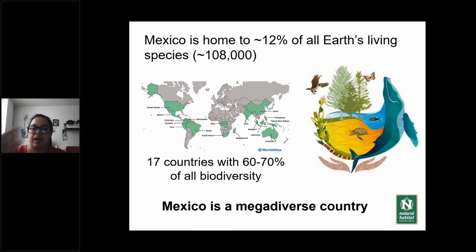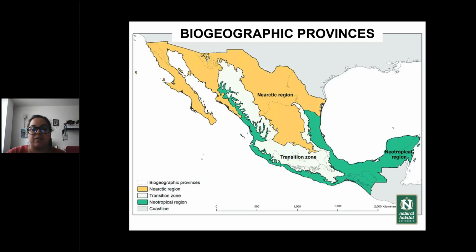So as I said, Mexico is a very diverse country in terms of life. It is now thought that it hosts about 12% of all the species that are alive nowadays. Those are about 108,000 of them. And together with 16 other countries in the world, most of them within the tropics, as you can see in this little map, they have between 60 and 70% of all the biodiversity that we have nowadays. So, well, that's why there's a lot to see and a lot to talk about in Mexico's biodiversity.